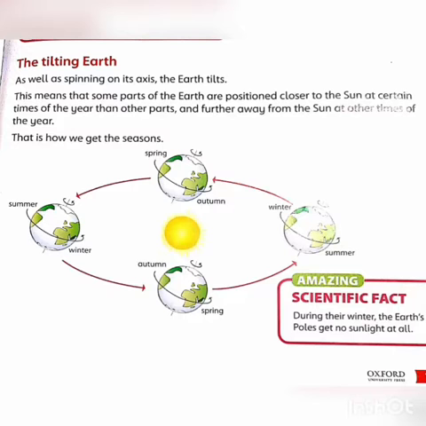Let's start on the topic, the tilting of earth as well as the spins on its axis. The earth tilts. This means that some part of the earth has a position closer to the sun at certain times of the year than the other parts, so the further away from the sun at the other time of the year.